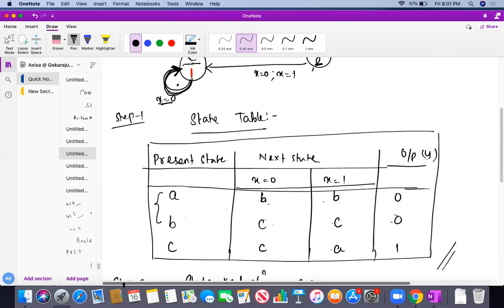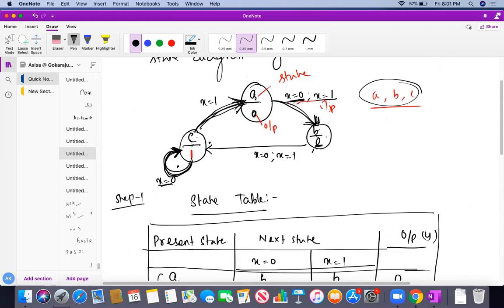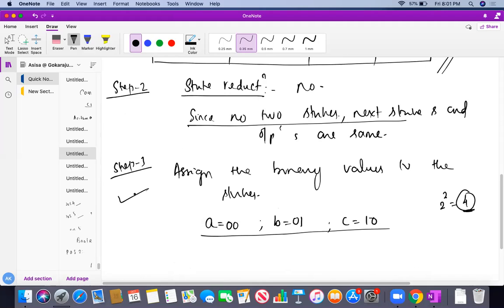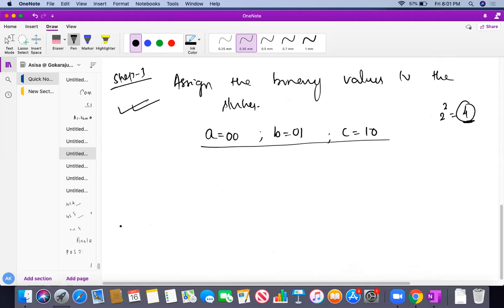In some questions, instead of that, they will just give 0 0, 0 1, 1 0 in the state diagram. At that time this step is not required. Already you have assigned the binary values in the state diagram, so no need to assign them again. In the previous class we saw that we did not need to assign any binary values, because the states were already in binary. But here the states are A, B, C, so we have to represent them in binary values. Do you all understand?